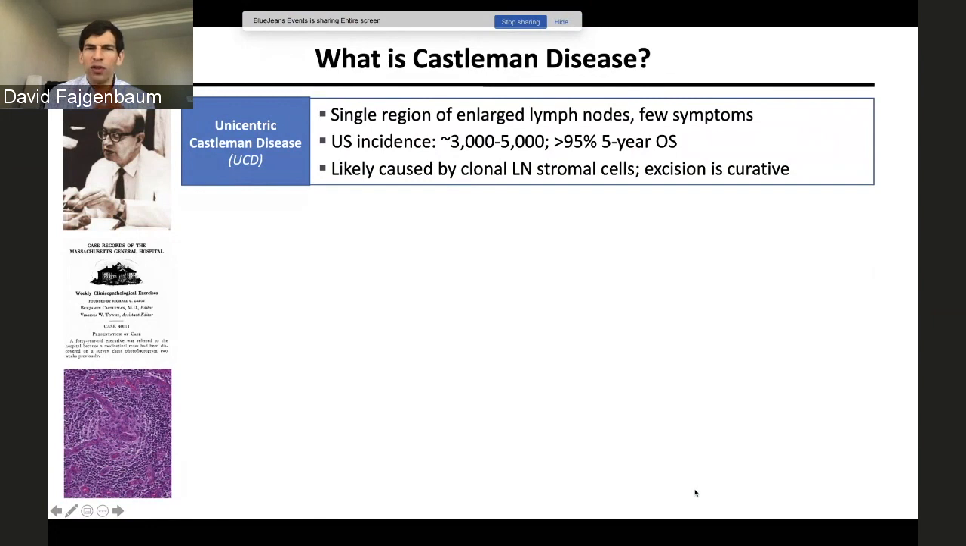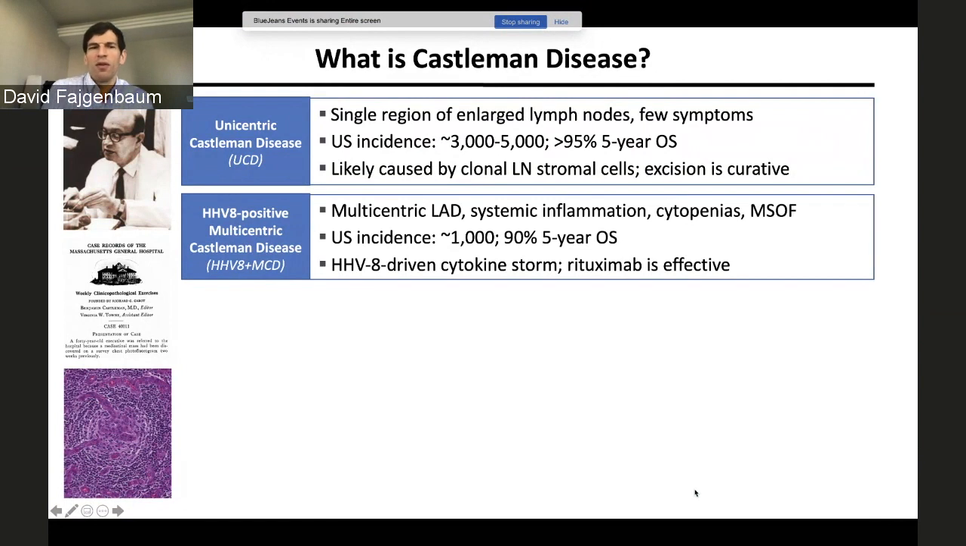He's the pathologist who first described Castleman disease back in 1954. So the 4 types of Castleman disease, the first is unicentric Castleman disease, where there's a single region of enlarged lymph nodes. Those patients are generally cured with surgery. They often have few symptoms, and there are 3 forms of multicentric Castleman disease, which is really what is so similar to the cytokine storm that we see in COVID-19.